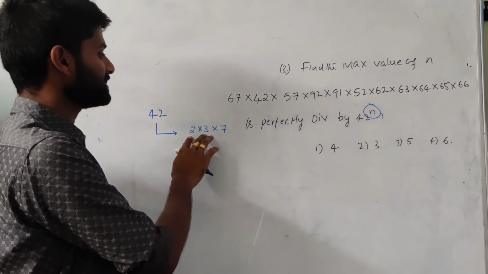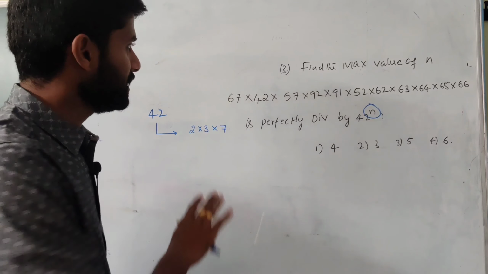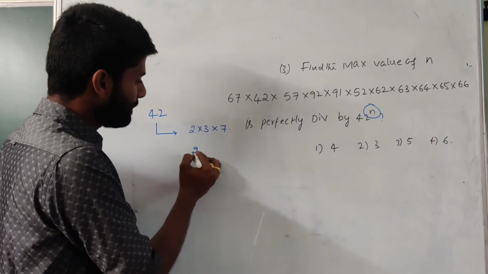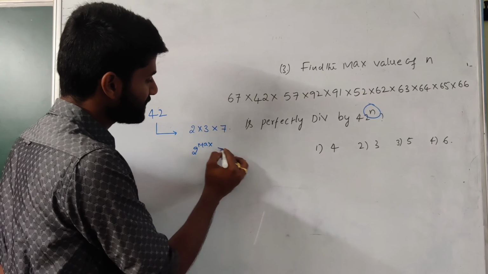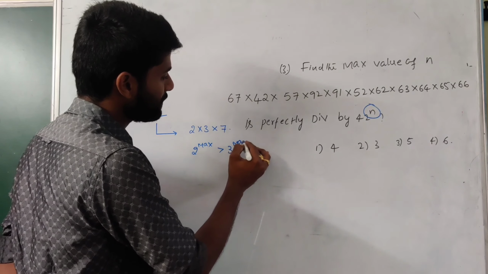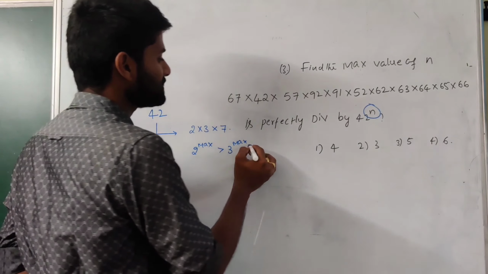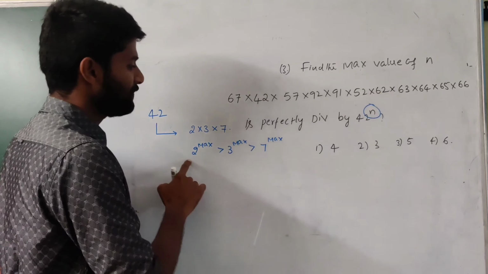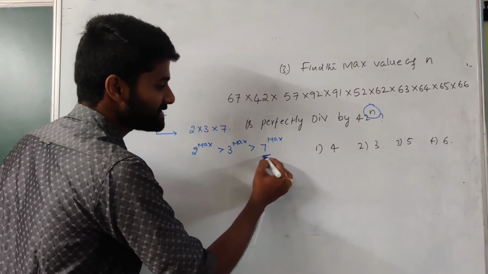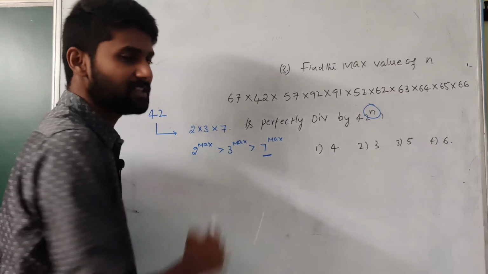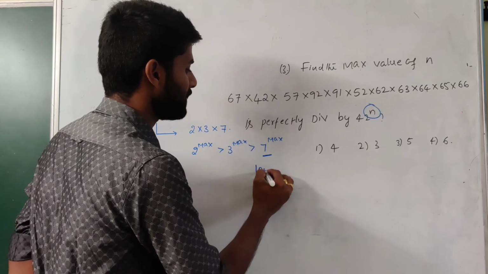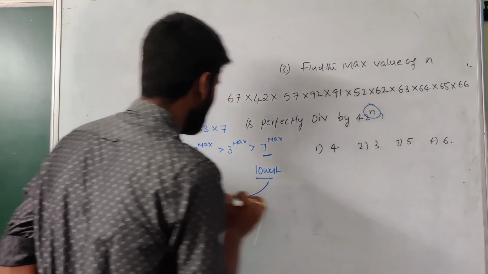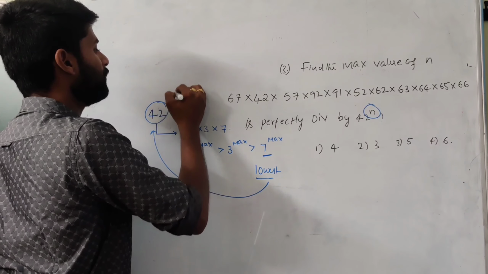So we know that 2 3s are 6, 6 7s are 42. If you see that, the 2 maximum power value is always greater than the 3 maximum power value, and the 3 maximum power value is always greater than the 7 maximum power value. If we compare all three, the 7 has the lowest power value. So the lowest power value is the maximum power value of 42.